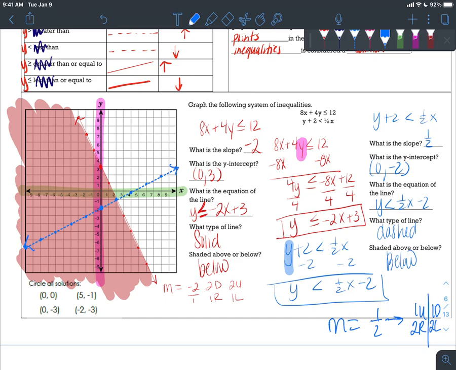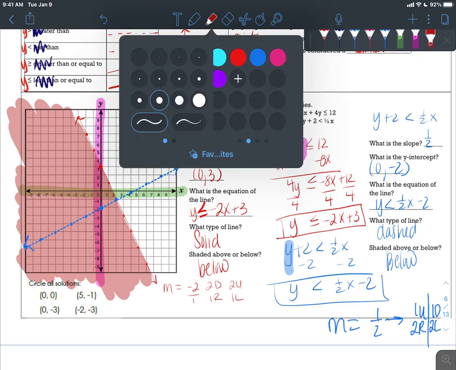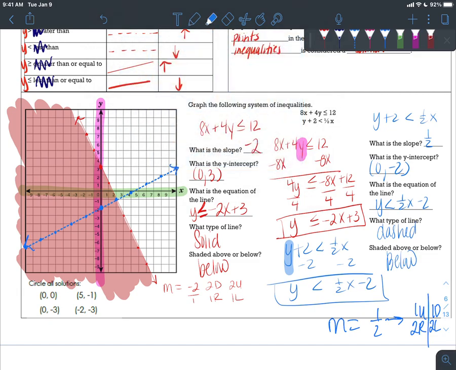And now I have to ask myself, shade up or shade down? I see it's y less than, which is going to mean shade down. Let me go ahead and get that. Everywhere that's below this line, I'm going to shade.